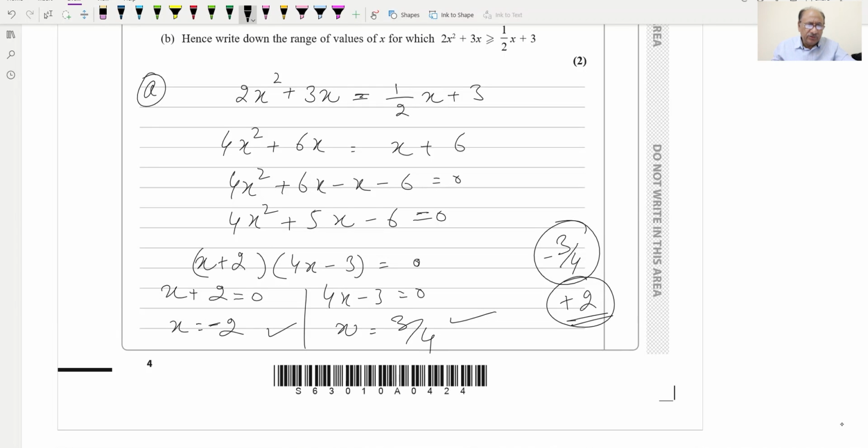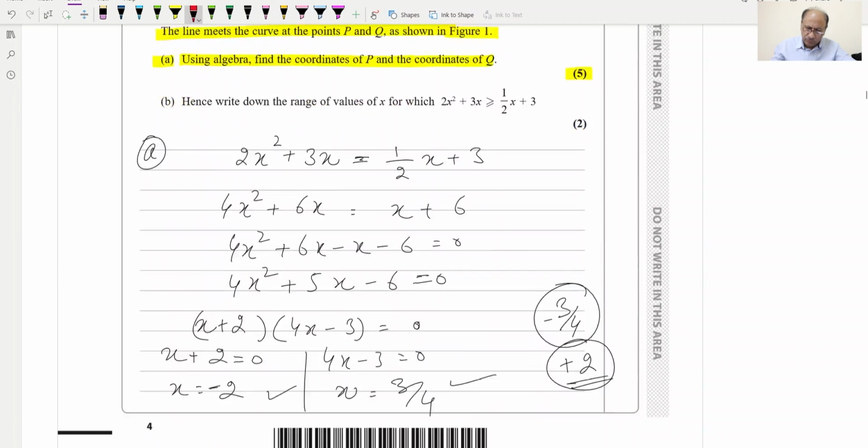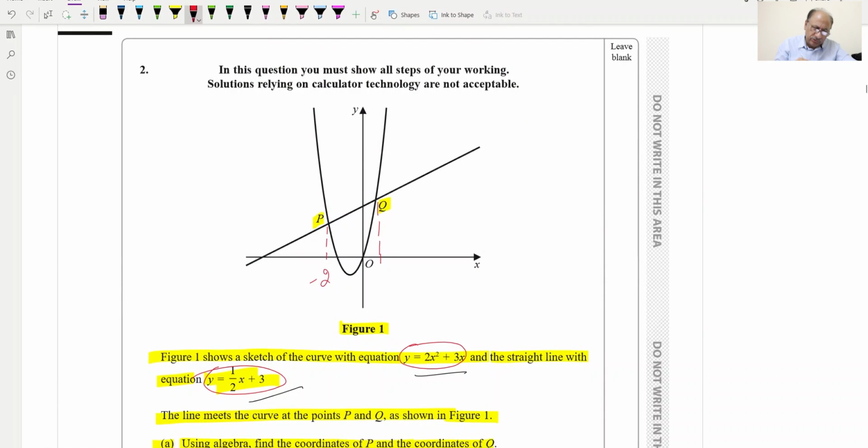Now -2 is which point and 3 by 4 is which point? So we can identify, -2 will be for P, and for Q this will be 3 by 4. So this will be -2 and this will be 3 by 4, the x values.